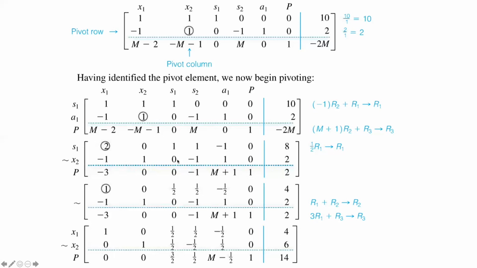And now we have x2 in our solution, and it is equal to 2. And we still have that slack variable in there, which is equal to 8, and our profit equals positive 2. Okay, and now if we look at our bottom row, we see we have a negative 3 and a negative 1.